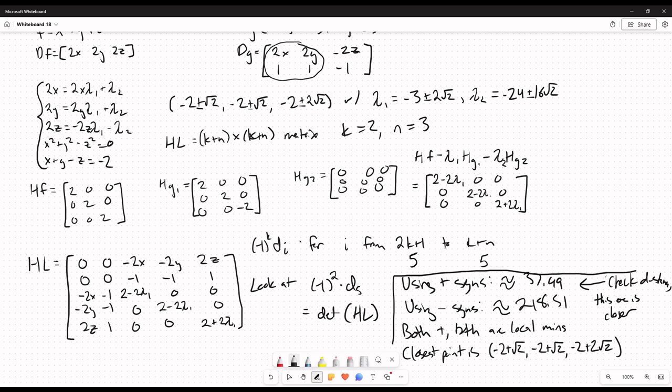So the main point of this video, even though it got a little long, was just to show you how to put together this Hessian when we have more than one constraint. Obviously, the equations get horrible when that happens, but we can still do it. So there you go. There is a Hessian problem with a little bit more constraints.